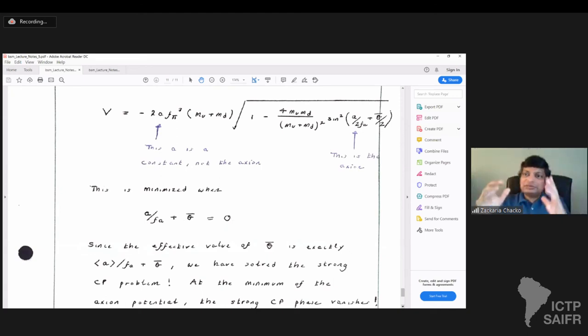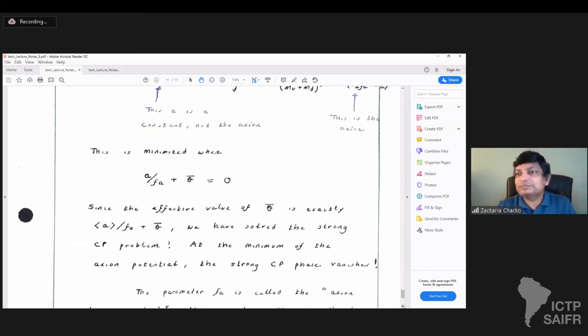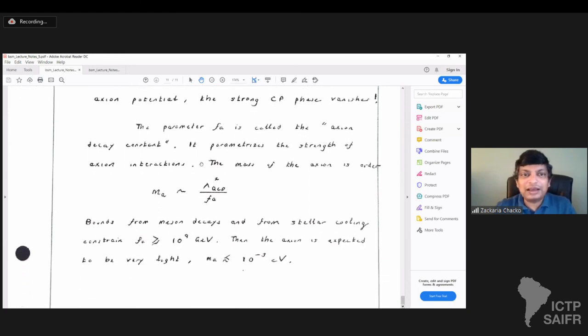So the dynamics of the theory is such that this light field, the axion, rolls down to the point where the CP violating phase is exactly zero. And so we have solved the strong CP problem. At the minimum of the axion potential, that's exactly the point at which the strong CP phase vanishes. The parameter FA is called the axion decay constant. It's a name, so you should know the name. Everybody calls FA the axion decay constant. It parametrizes the strength of the axion interactions.